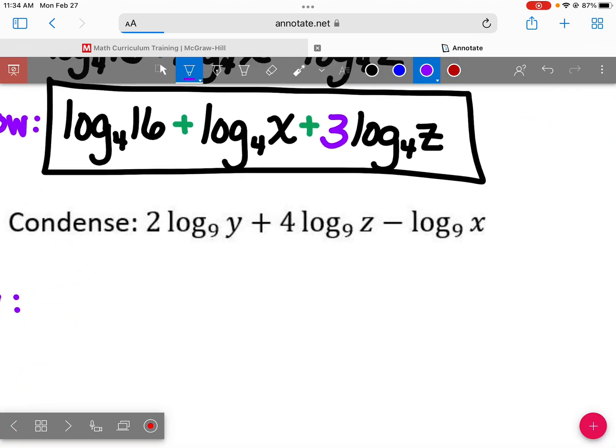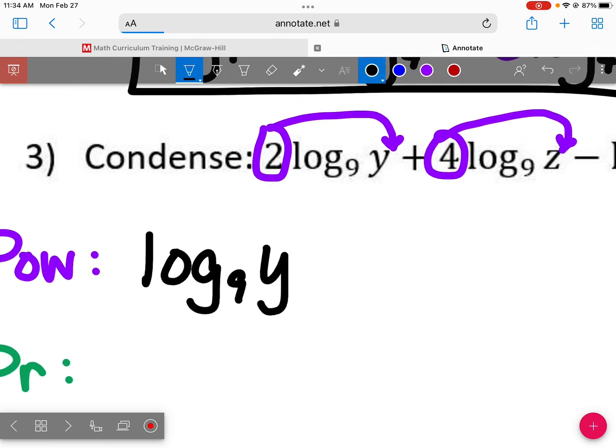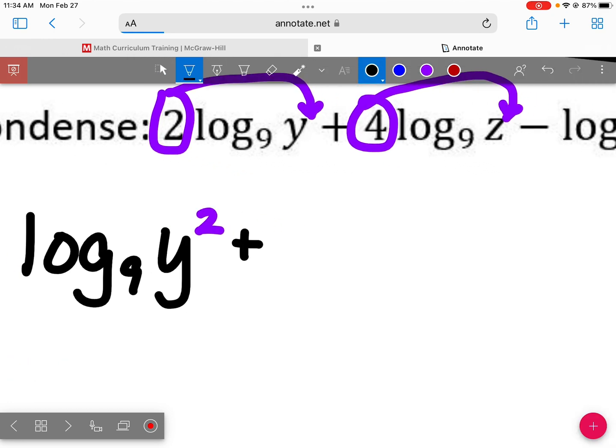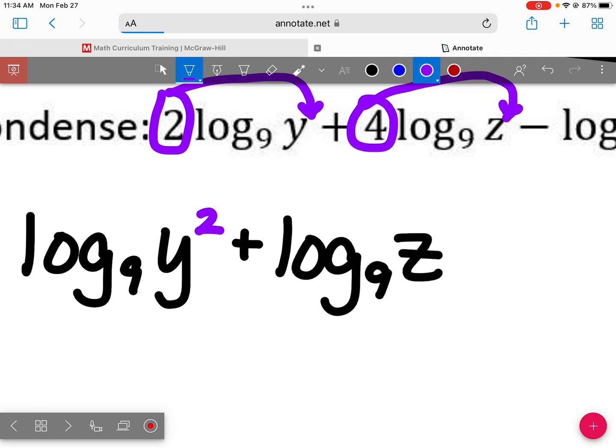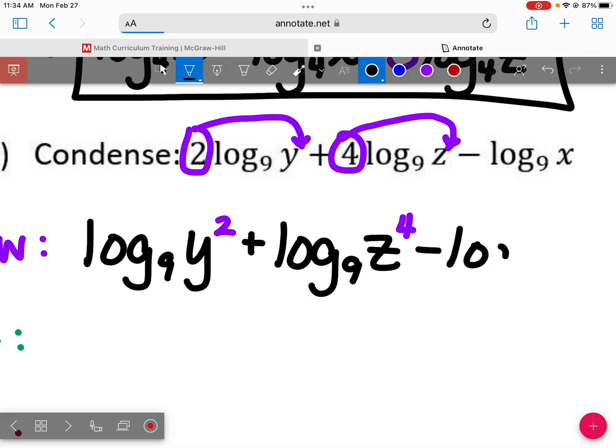Yes. How many places? 2. This 2 right here becomes an exponent on the y. This 4 becomes an exponent on the z. So I would have log base 9 of y squared. You're absolutely right. We're just reversing the process. Log base 9 of z to the 4th minus log base 9 of x.